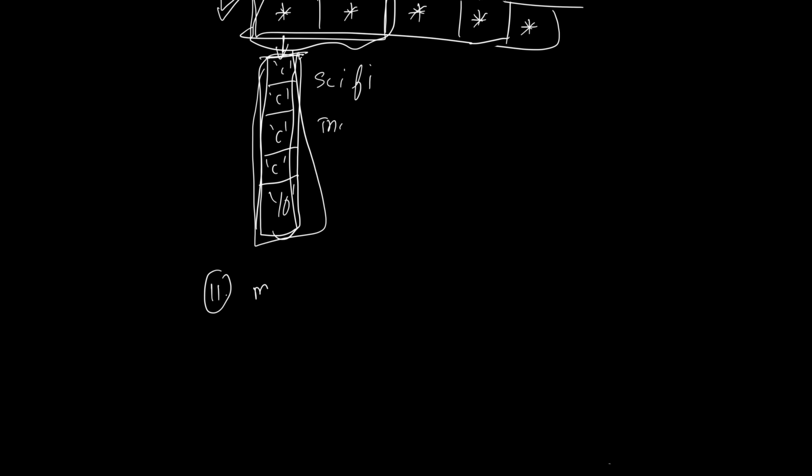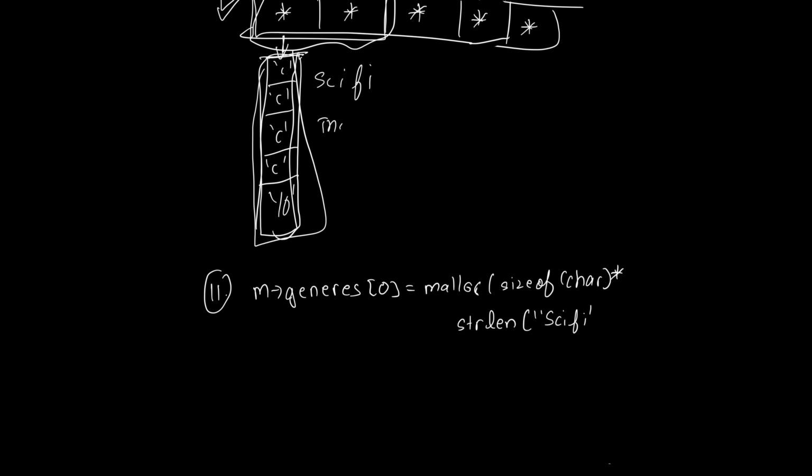We need to do something like m arrow genres, dereferencing it, at the 0th position equals malloc, sorry, malloc size of a character times string length of sci-fi plus 1. 1 again for the null terminator, and we need to do the same thing for line number 12, but we just need to replace the 0 with 1 and then sci-fi with thriller.